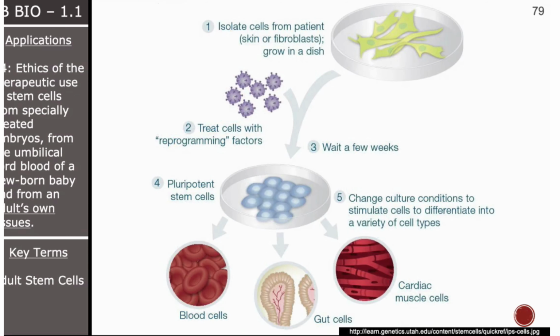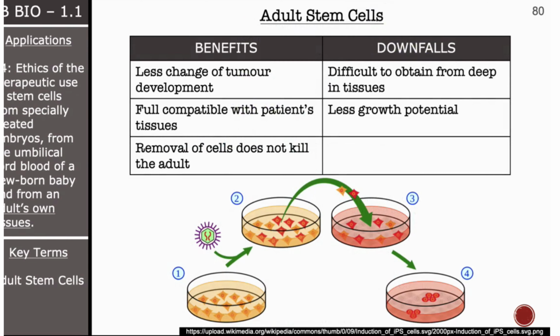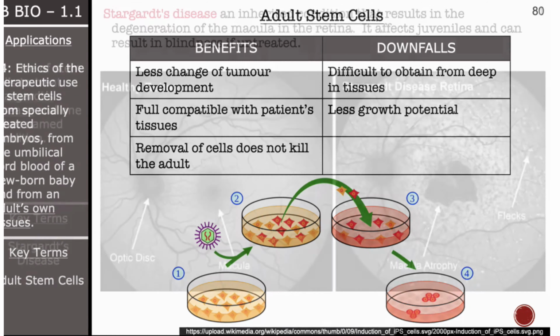What happens? Cells from the patient are isolated and grown in a dish, then reprogramming factors are added, and we wait a few weeks. So we take the pluripotent stem cells, and we can change them into blood cells, gut cells, and cardiac muscle cells. Benefits are that there is less chance of tumor development and they are fully compatible with the patient's tissue. Removal of cells does not kill the adult, but the side effects are that it is difficult to obtain from different tissues and it has less growth potential.